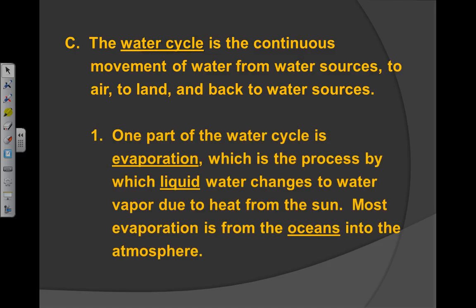Number one part of the water cycle is evaporation, which is the process by which liquid water changes to water vapor due to heat from the sun. Most of the evaporation is from the oceans into the atmosphere, and that should make sense. 75% of the Earth's surface is covered with water, so it would make sense that most of the water being evaporated from the Earth's surface is from the oceans.